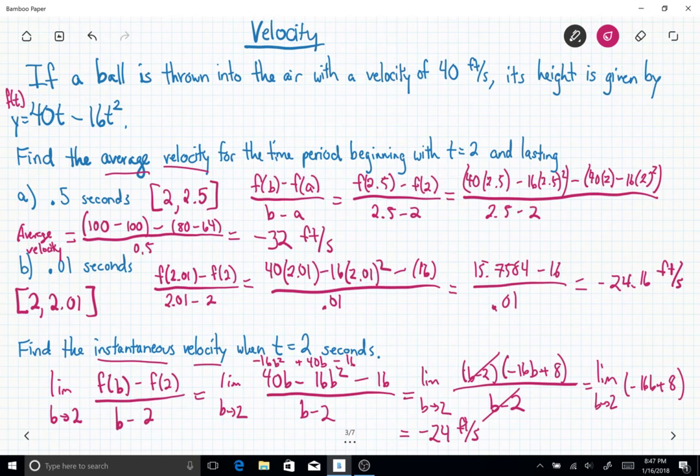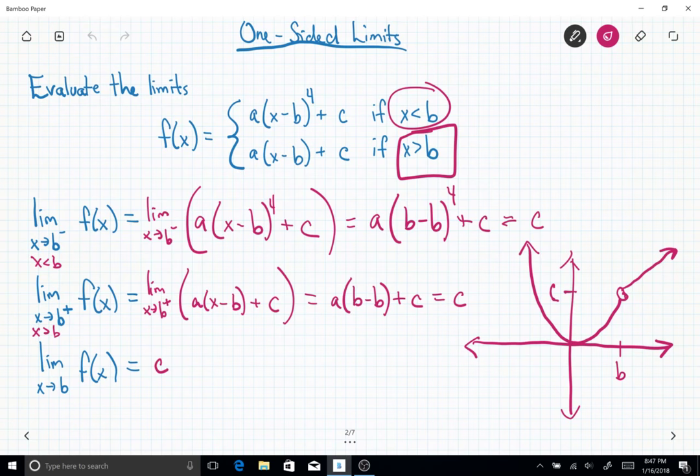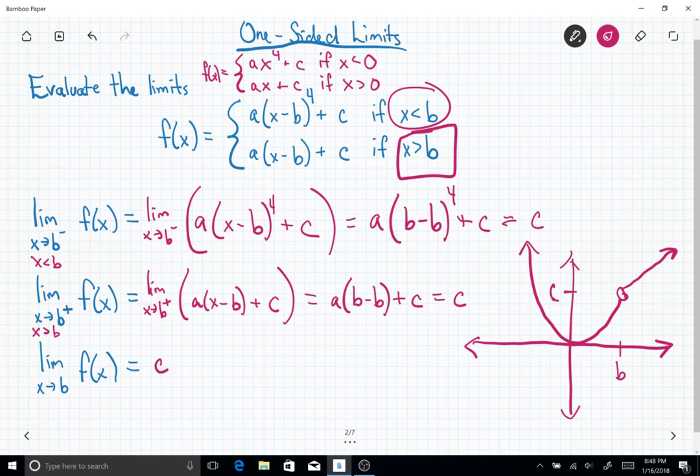Okay. So there was a request to go back to the previous problem, so let me check this out real quick and go back and explain again. So b equals 0. If b equals 0, it's actually quite simple. The whole thing changes in the case that b equals 0. You get ax to the 4th plus c if x is less than 0, and then it goes ax plus c if x is greater than 0.